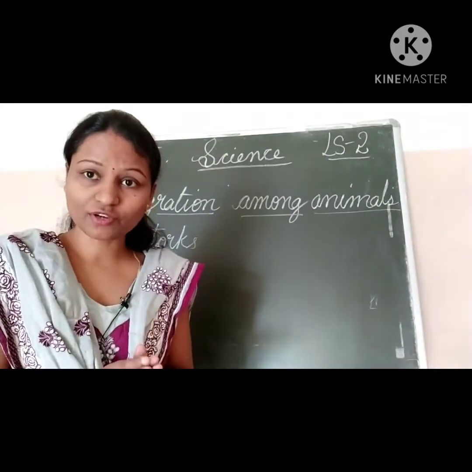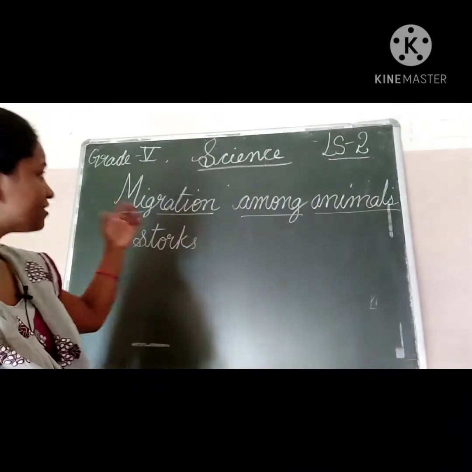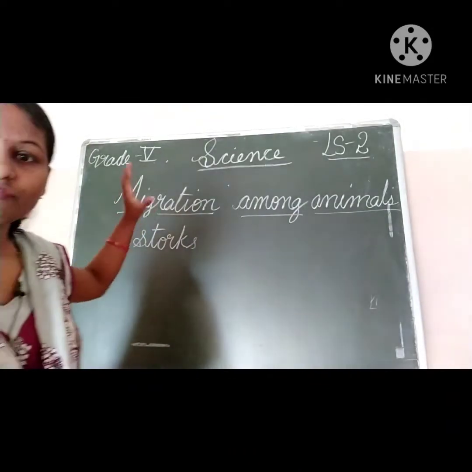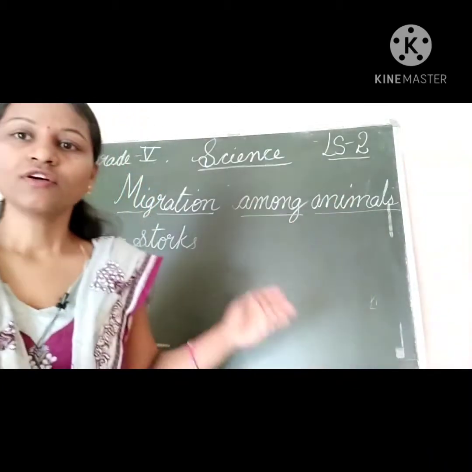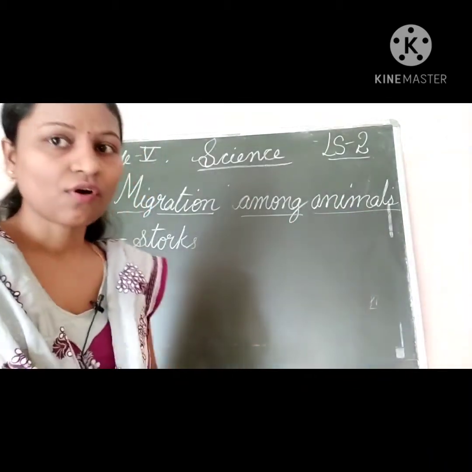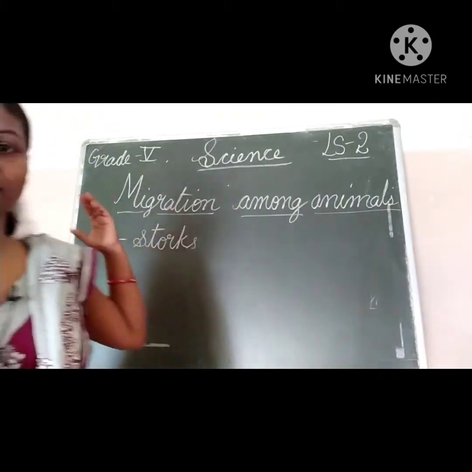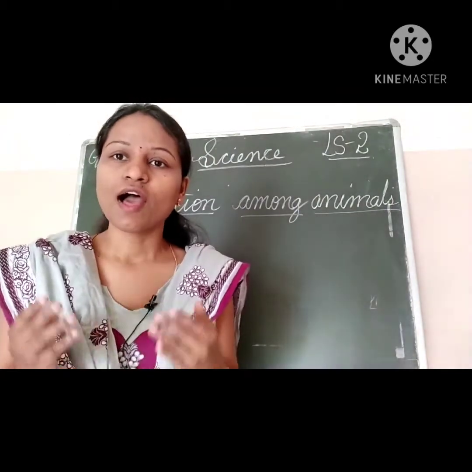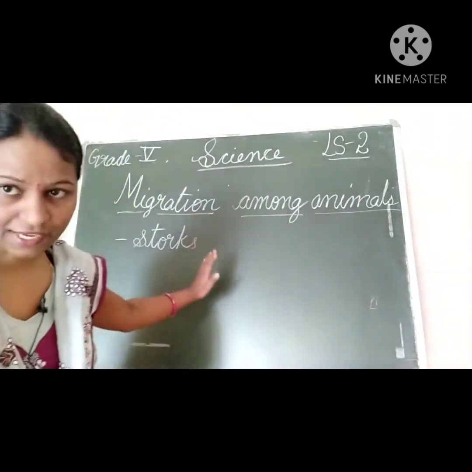And today we are going to discuss in the science subject, lesson number 2, Animals Everywhere. In that one we are going to discuss migration among animals. This is the last topic of your chapter, lesson number 2. Okay, what do you call migration? The mass movement of animals from one place to another is called migration.